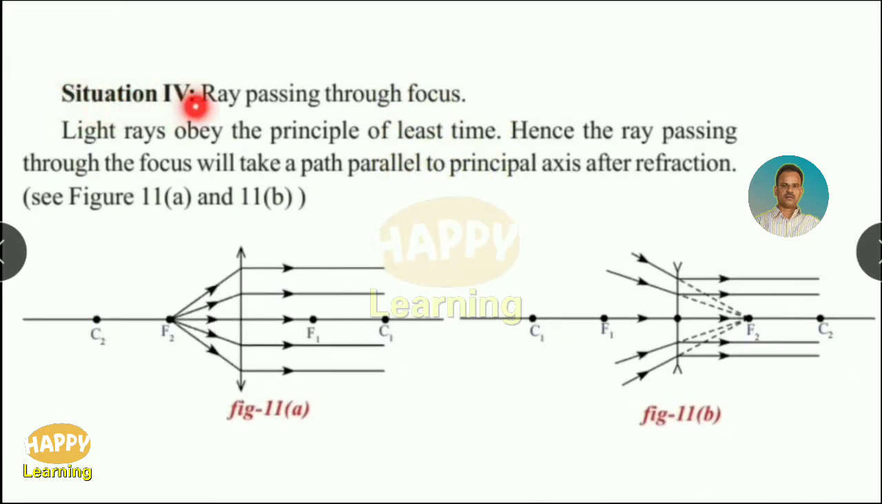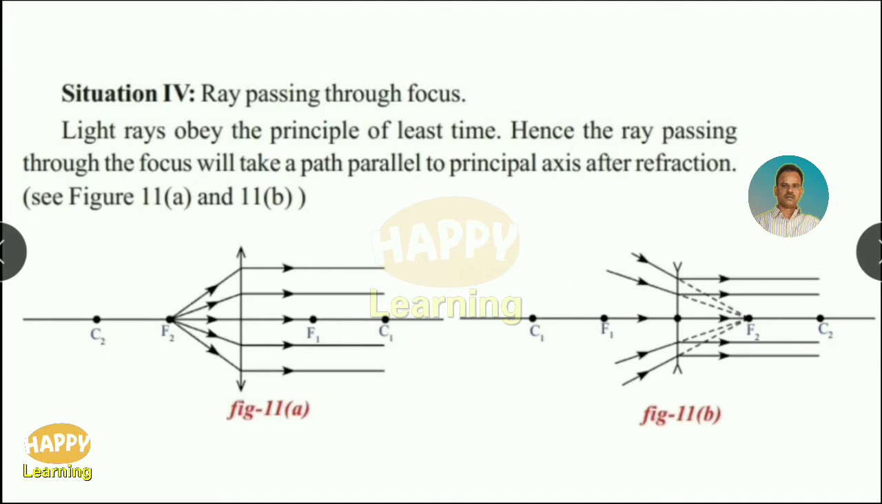Situation 4. Ray passing through focus. Light rays obey the principle of least time. Hence, the ray passing through the focus will take a path parallel to the principal axis after refraction. So, the ray starting from the focus becomes parallel to the principal axis after crossing the lens. Once again, this is a convex lens. These are the rays starting from focus. After crossing the lens, they become parallel to the principal axis.